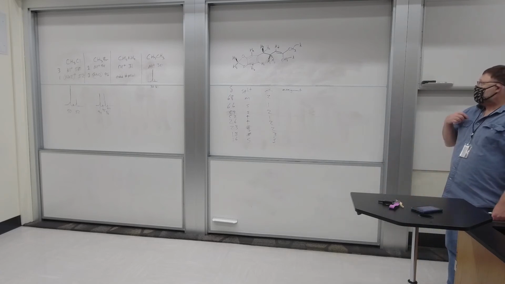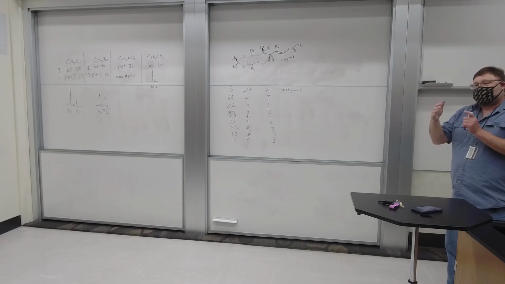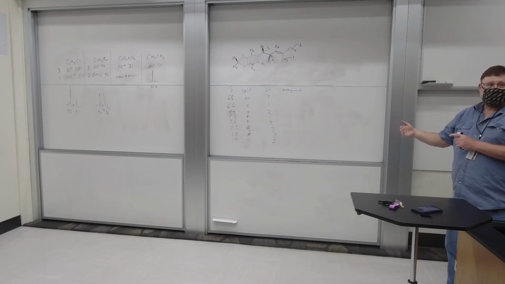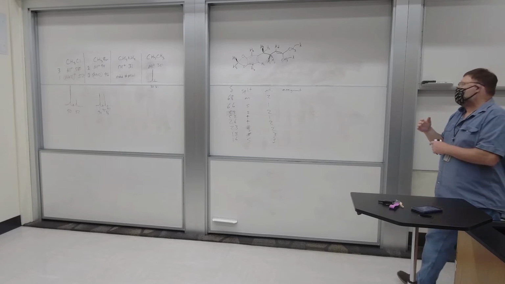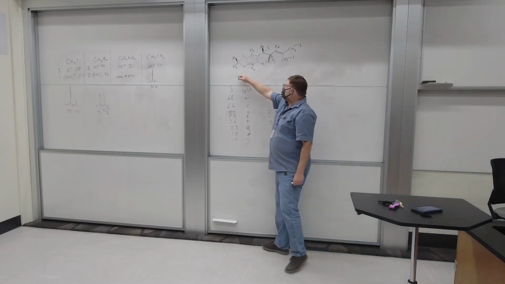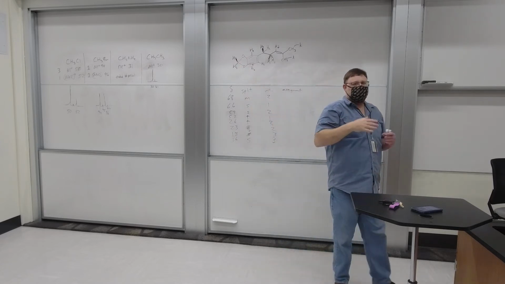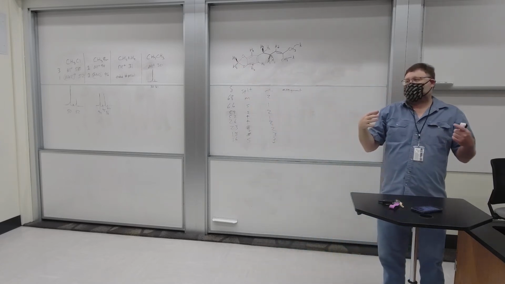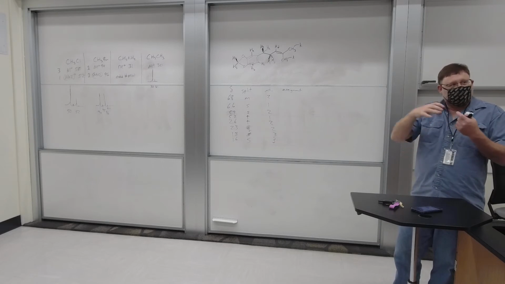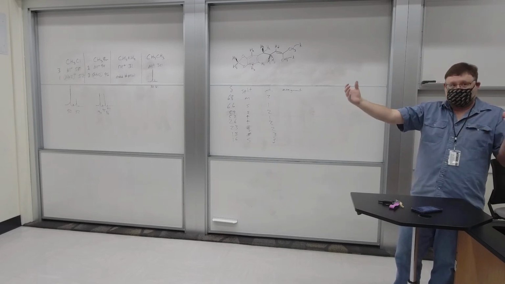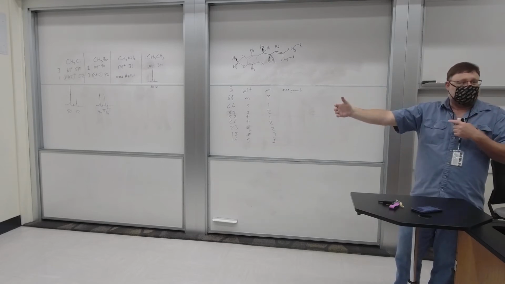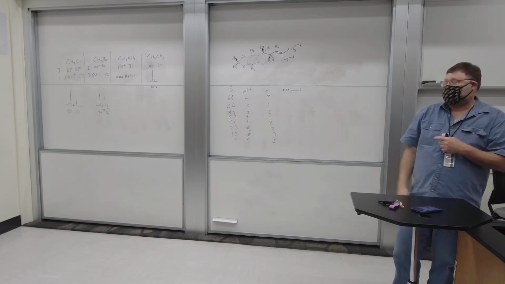Then you get protons on sp3 carbons bonded to electronegative atoms, 3 to 5. I've heard a lot of people say that. You have that down. This one's kind of special. These 2 protons are on a carbon bonded to 2 electronegative atoms, right? So it's an additive effect. If one atom is moving signals downfield, 2 atoms are going to move it farther downfield.